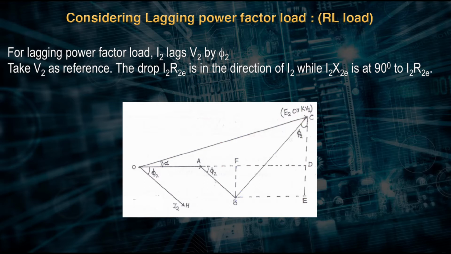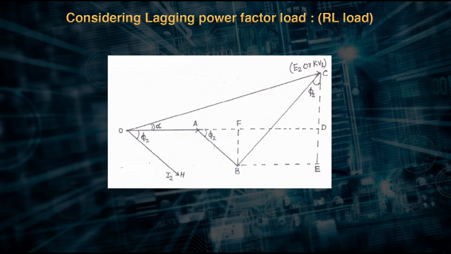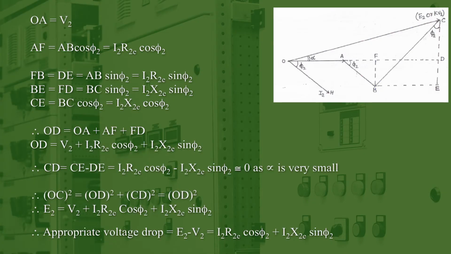For a lagging power factor load, I2 lags the terminal voltage V2 by a phase angle phi 2, and when you draw the phasor diagram, take V2 as the reference. The drop I2 into R2E is in the direction of I2, while I2 multiplied by X2E is at 90 degrees to I2 into R2E. Here you can see in the phasor diagram, OA is nothing but the terminal voltage V2.